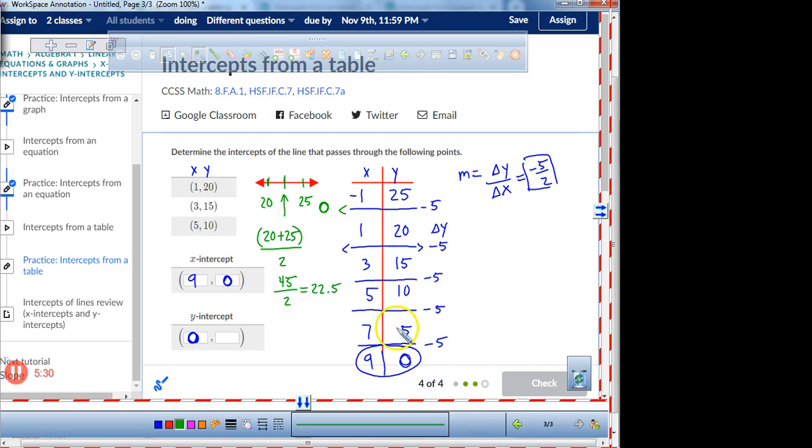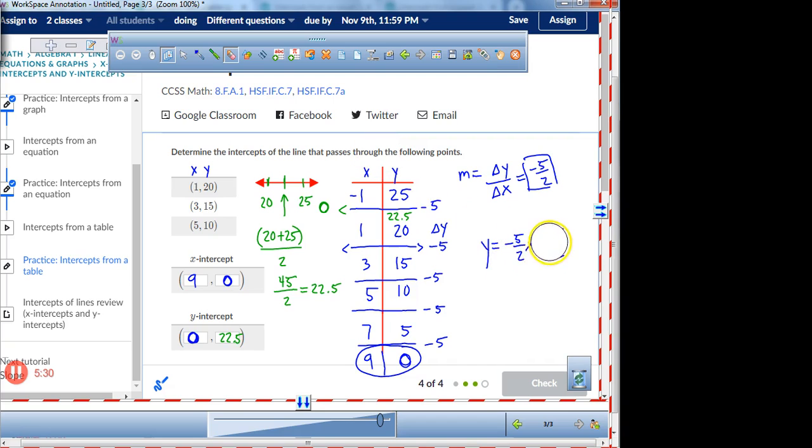22.5. So it looks like my y-intercept is going to be at 0, 22.5, because that's the number right here in between a 25 and a 20. So I'm going to write 22.5 right there. So if I were to write this in slope-intercept form, it would be y equals, what was my slope? Negative 5 over 2x. Not minus, sorry. Plus, silly me, 45 over 2.